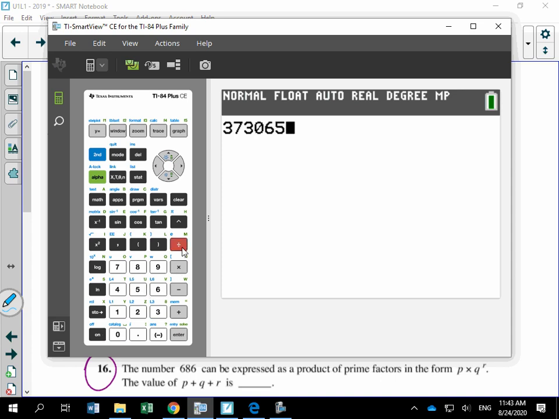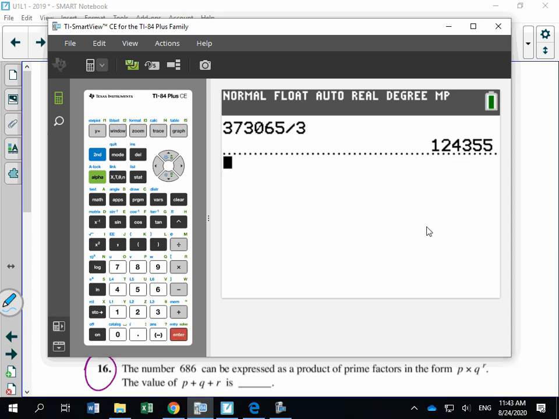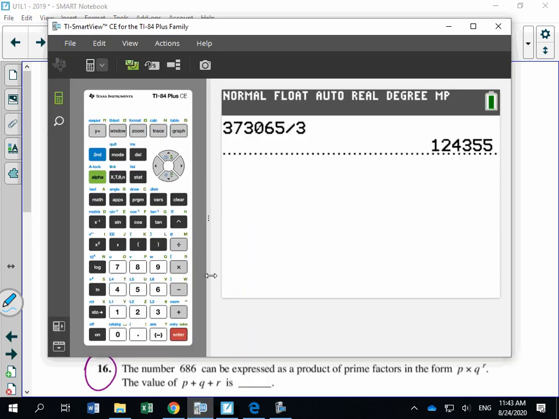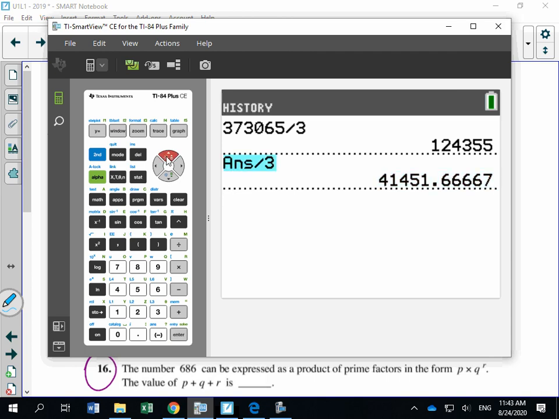373,065 divided by 3. I get 124,355. Let's check if that number is divisible by 3. And it's not. So I'm going to go back and get that number.